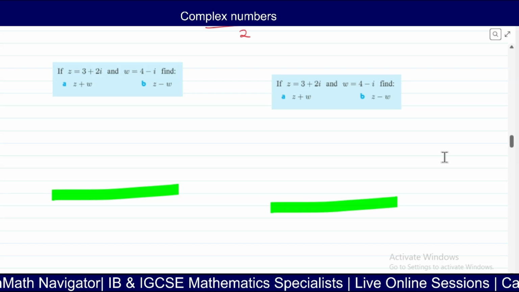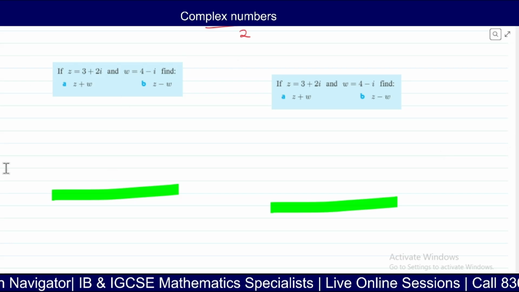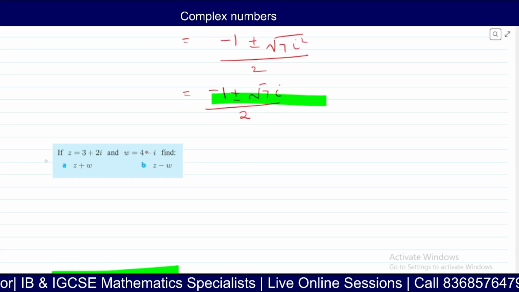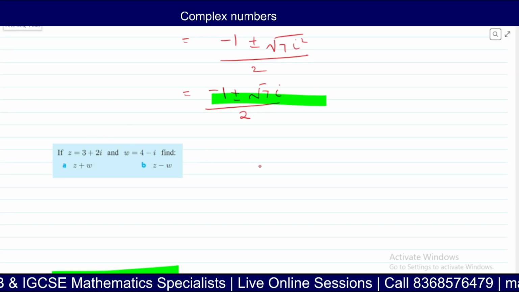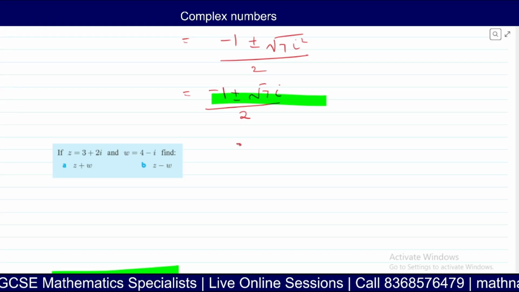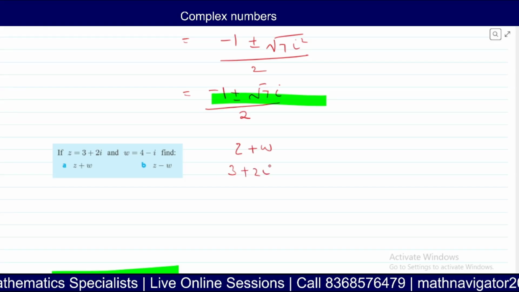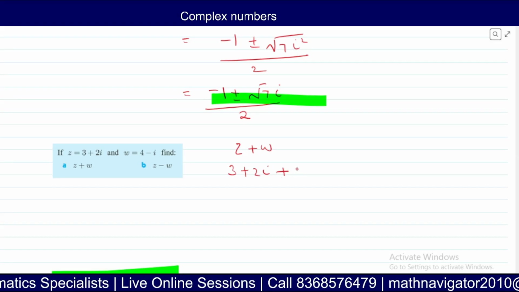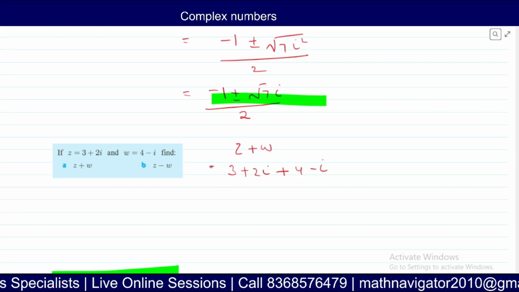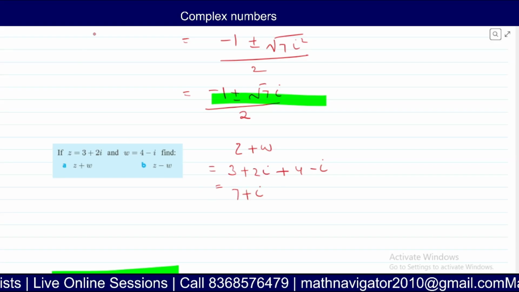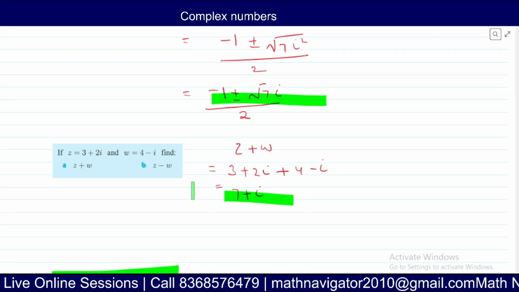Okay, fine. No problem. So let's first finish it off. So let's say z is equal to 3 plus 2i and w is equal to 4 minus i. So I need to do z plus w. Z plus w is 3 plus 2i plus 4 minus i, which will give me 7 plus i. This is my answer, right?